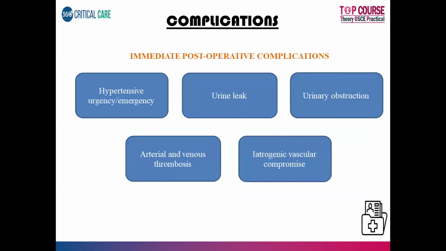Now coming to the complications. As I told, most important as an intensivist is that we have to manage the immediate post-operative complications. The later things will be seen by the nephrologist. So what could be the immediate complications? One is hypertensive urgency or emergency. Second, urological complications, like a urine leak or urinary obstruction. Third, vascular complications like arterial and venous thrombosis or any iatrogenic vascular compromise. We will go through each one of them, and how to diagnose and manage.